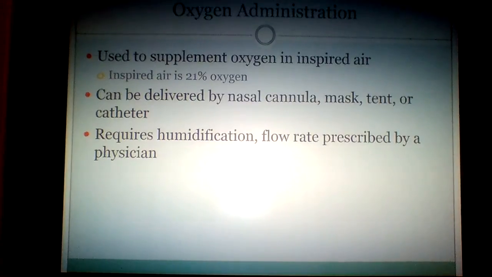So our goal is to always use the lowest amount of oxygen to achieve great perfusion and oxygenation without causing any harmful side effects of the oxygen. So we're always trying to do the least invasive, we're going to give the lowest amount of oxygen, okay, to achieve our goal.